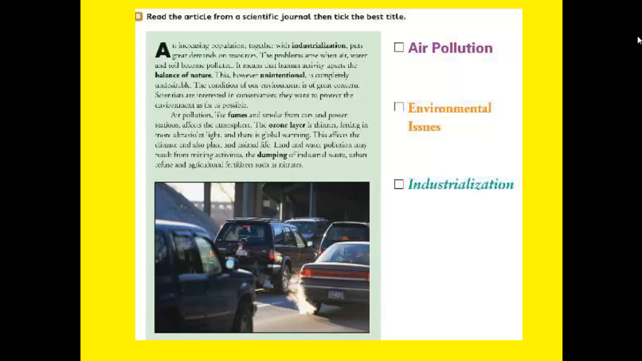We read the article from a scientific journal, then tick the best title. On the right we have three titles. The first one is air pollution, the second one is environmental issues, and the third title is industrialization. First of all, we have to read and understand this text at the same time, and eventually we can choose the best title. Let's read the text.